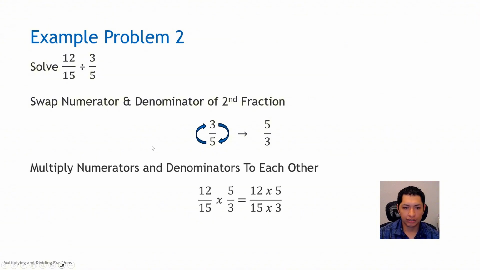Then you multiply the numerator and denominators to each other, now using this new second fraction. And it really just looks like 12 times 5 over 15 times 3, which is 60 over 45. And that is the quotient of 12 over 15 divided by 3 over 5.